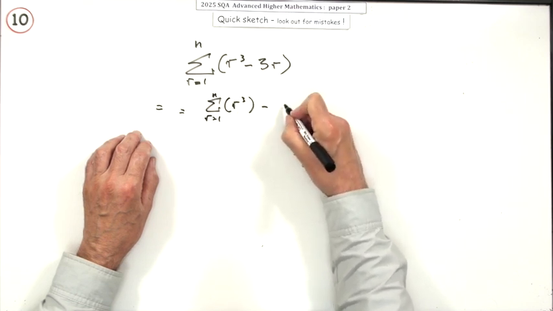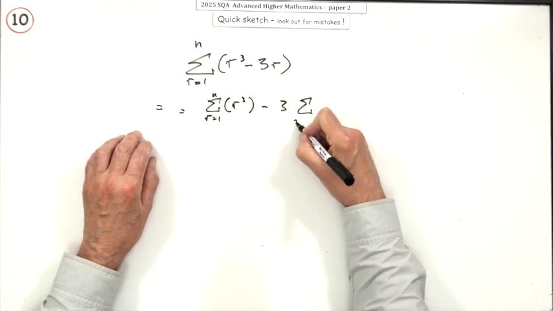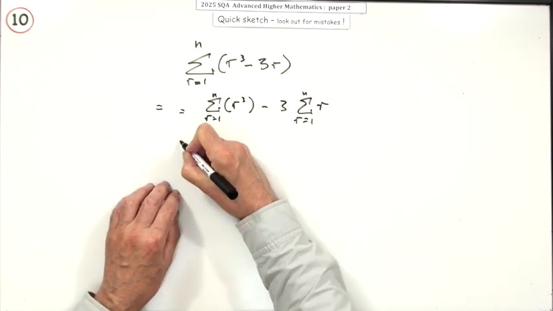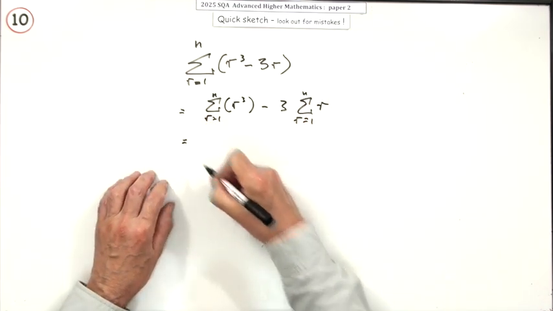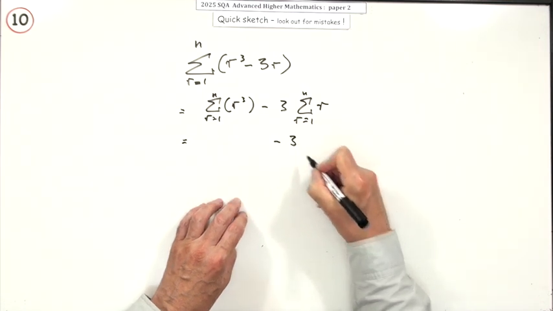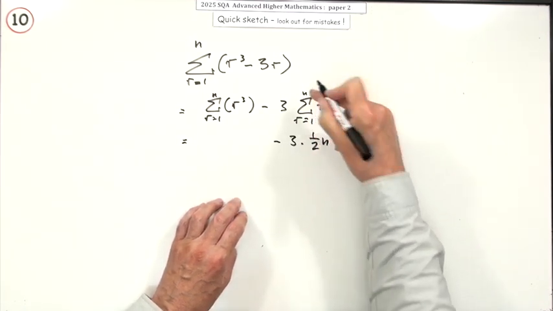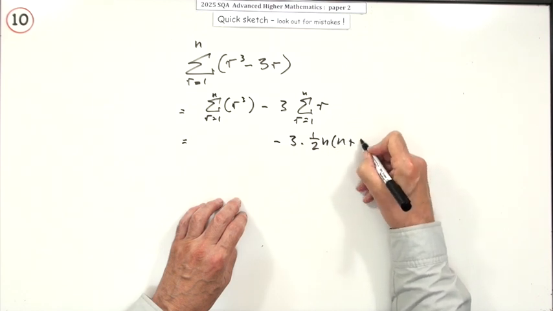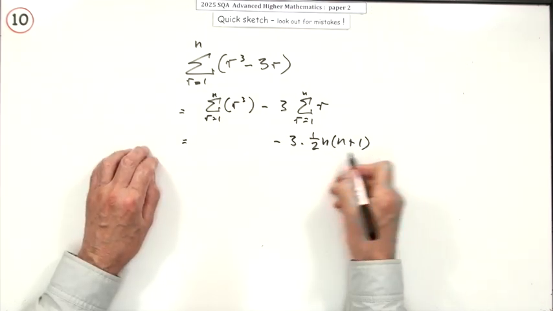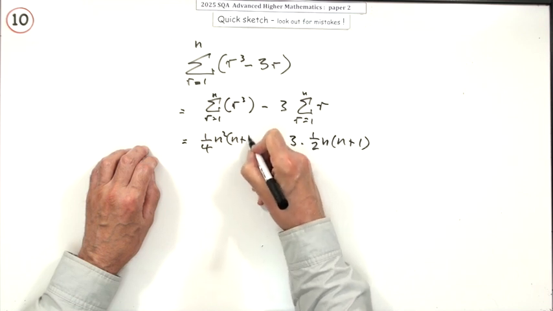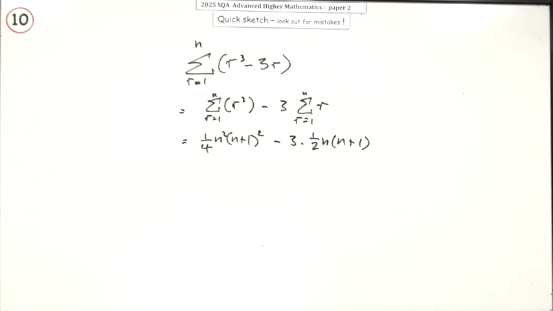The sum from r equals 1 to n of r cubed minus 3 lots of the sum from r equals 1 to n of r. Put that down twice. Okay, and that's the one you know. So it's 3 times the sum of r, which is a half of n times n plus 1. And this one is just that squared. So it's a quarter of n squared, n plus 1 squared.